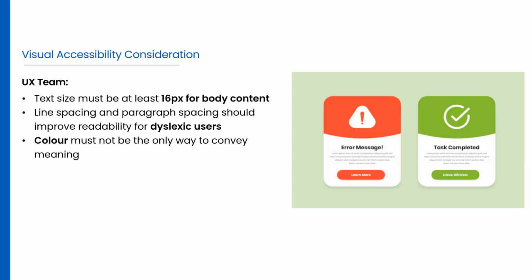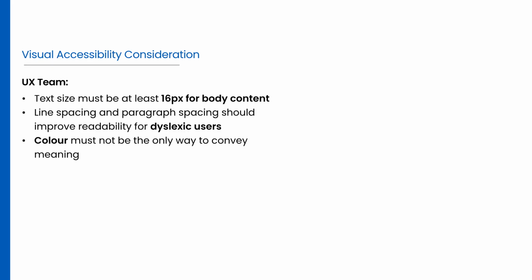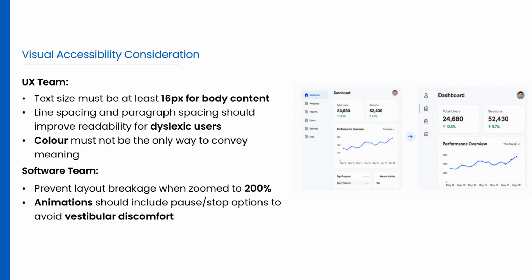Color must not be the only way to convey meaning. For example, errors should be indicated with icons or text, not just red color. The software team must ensure that layouts do not break when zoomed up to 200%. Animations must include pause or stop options to prevent discomfort, especially for users sensitive to motion. The system must maintain a stable and accessible experience across all visual settings.